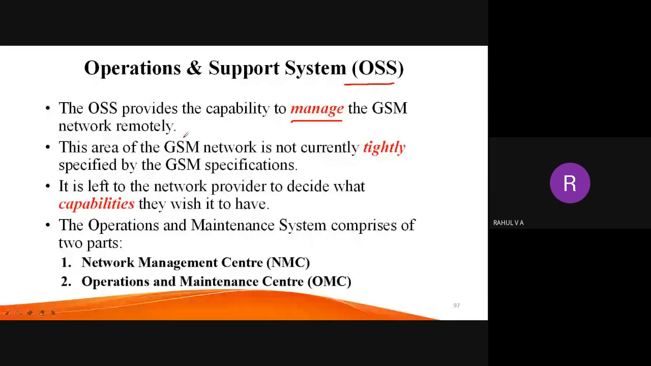OSS provides the capability to manage the GSM network remotely. It is actually not tightly specified by the GSM specification. Previously, the functions of BSS and NSS were tightly specified by GSM, exactly like that, but this OSS is not tightly specified by the GSM architecture. It is left to the network provider, Airtel, Vodafone or BSNL. They can decide what exactly the function of the operations and support system should be.